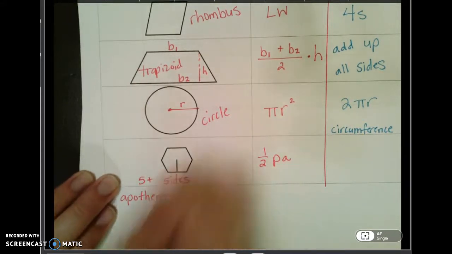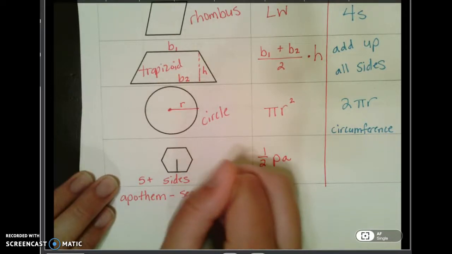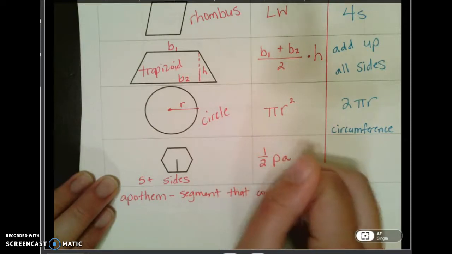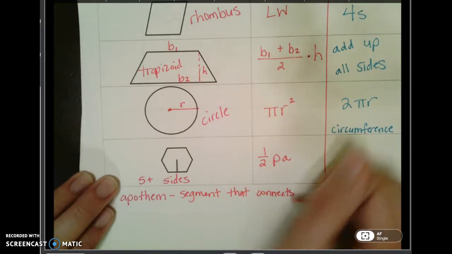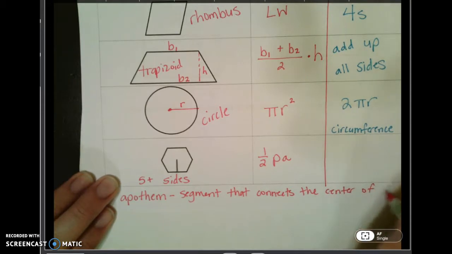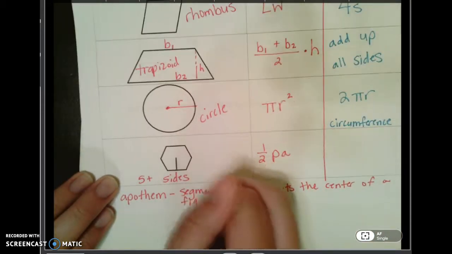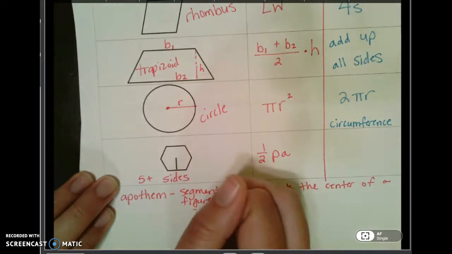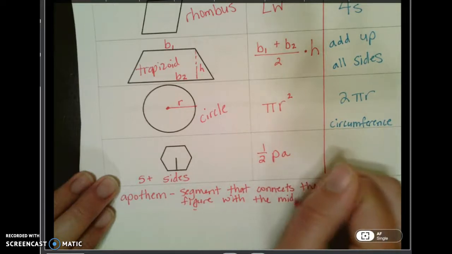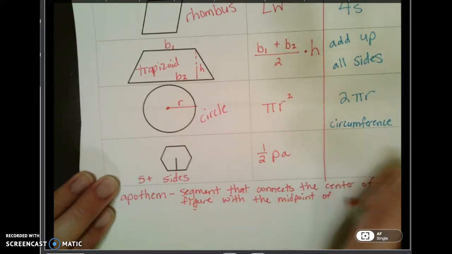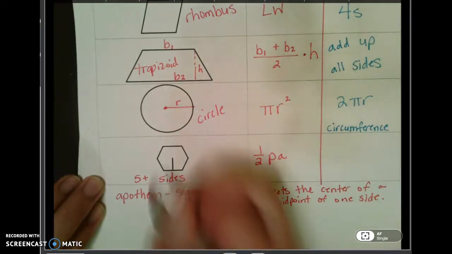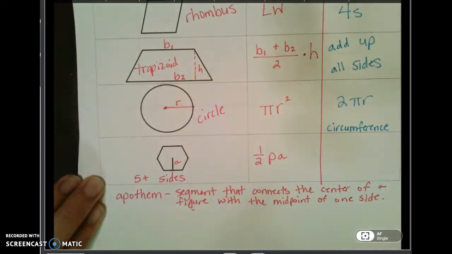And an apothem is just a segment that connects the center of a figure with the midpoint of one side. So that's what apothem is. This little line right here is your apothem. So it would be A.